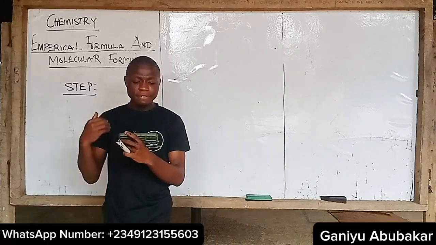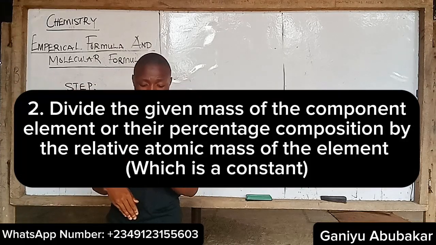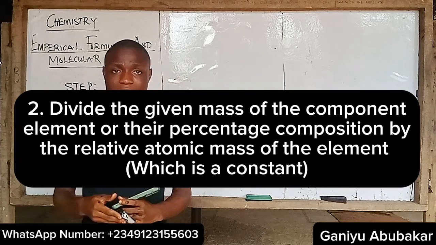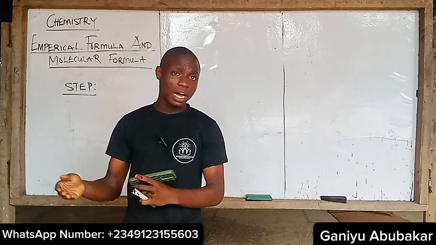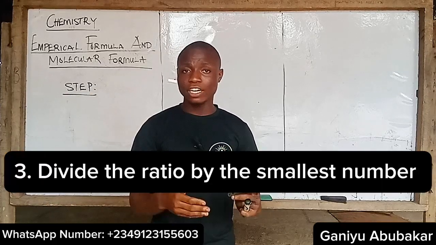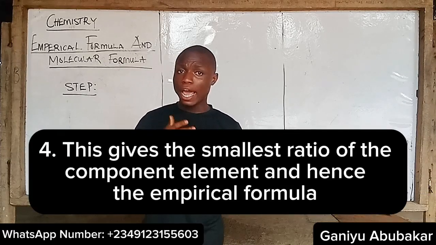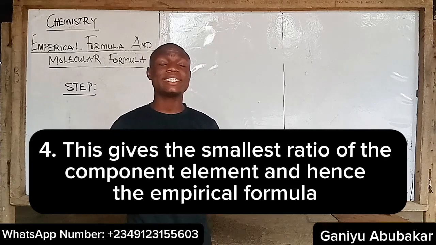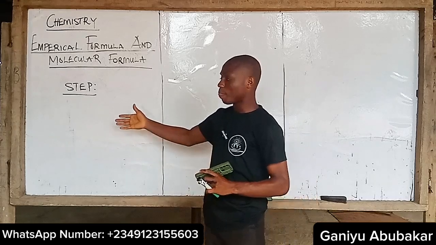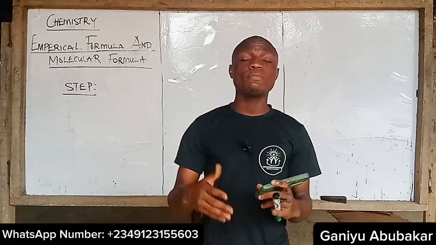The second one is to divide the given masses of the compound elements or their percentage composition by the relative atomic mass, which is a constant, right? That is the second step to calculate empirical formula. The third step is to divide each ratio by the smallest value, while the last one is that hence you have the empirical formula. So these are the 4 distinct steps to calculate empirical formula, which I've given you now. All right, aside from knowing the steps to calculate empirical formula, how do you get molecular formula?